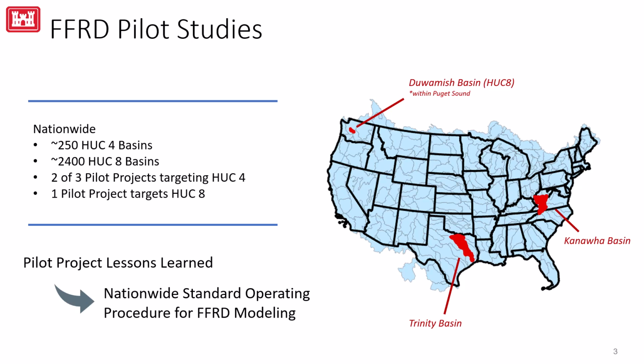To develop FFRD simulation tools and procedures, we are completing 3 pilot studies. The first pilot was completed within the Kanawha River watershed in West Virginia. The second pilot was completed within the Duwamish River watershed in Washington. And the third pilot study, which is still in progress, is taking place within the Trinity River watershed in Texas. Once we're done with these pilots, we'll have a set of standard operating procedures that can be utilized throughout CONUS.